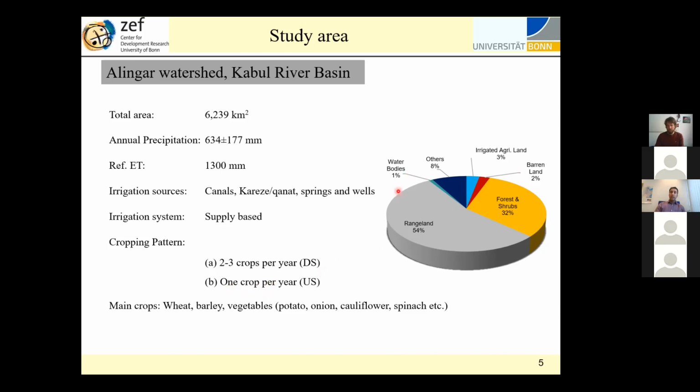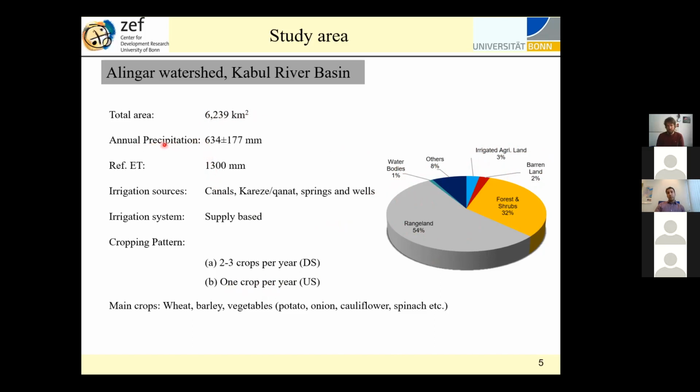You see from this graph here, the water bodies cover only 1%. Irrigated area is only 3% of the whole basin, which is 6,000 square kilometer area of the entire watershed. Forest covers around 32%. There might be a question later that we could address, that what you could do with 3% irrigated area. And yeah, we could go forward to debate about this.